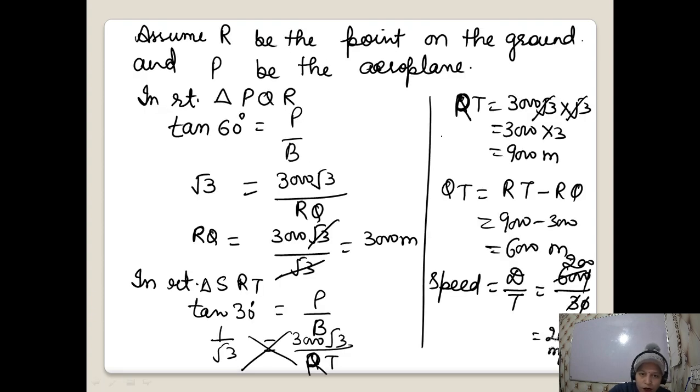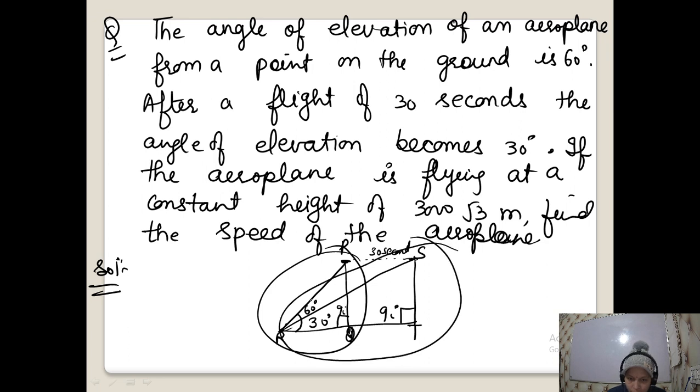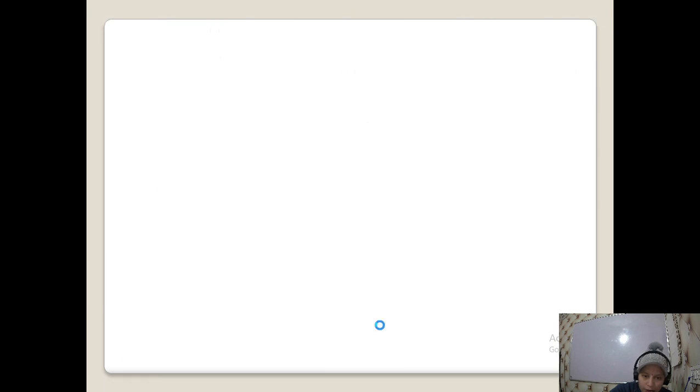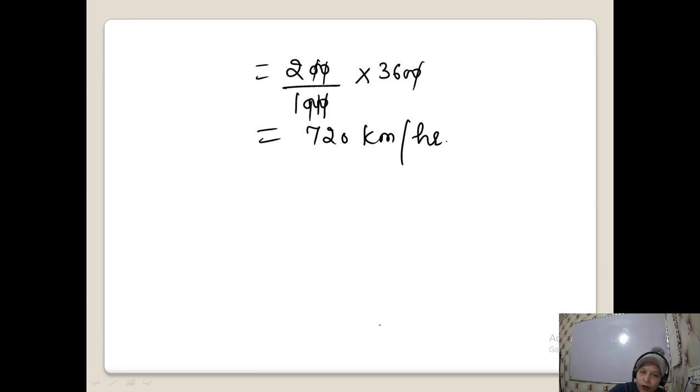You can see in the question we have to find the speed of the aeroplane. First of all solve this portion, then solve this portion, and then take the difference and then divide by 30 seconds, and after that divide by 1000 and multiply by 3600 for converting meter to kilometer and seconds to hour.